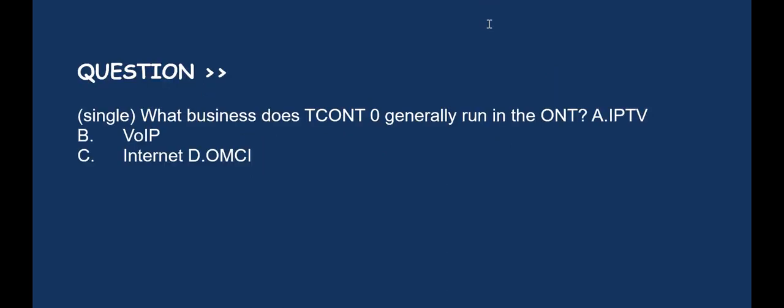The question is, what business does TCONT0 generally run on the ONT? Option A, IPTV. Option B, VOIP. Option C, Internet. Option D, OMCI. The correct answer is option D.